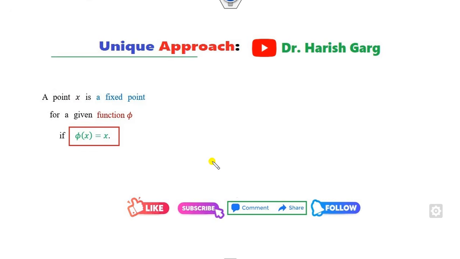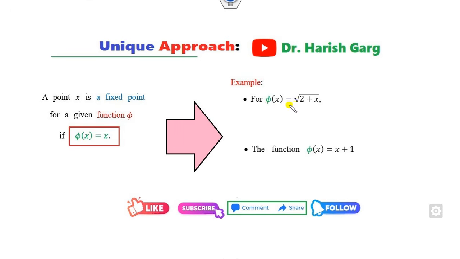Now let me quickly recall the concepts. First of all, your first target is always to find the fixed point. The definition of the fixed point is: phi of x is equal to x. For example, how can you find the fixed point of this? There are so many methods. You can draw it graphically. Otherwise, you can simply set this function equal to x, and then you can find the value of x from this equation.